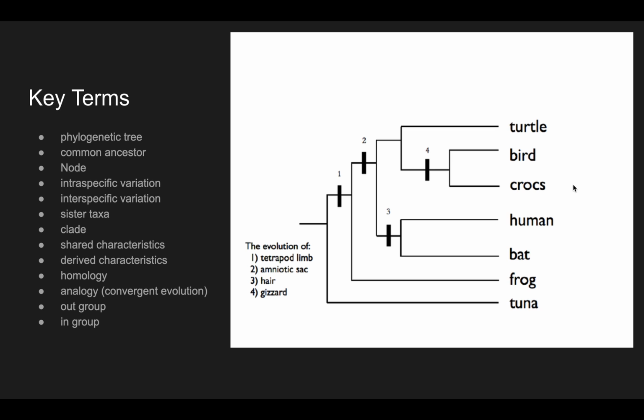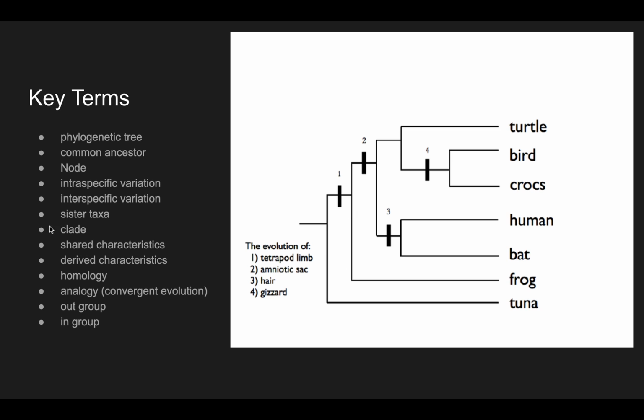Could you say the turtle, bird, crocs taxa is a sister taxa to the tuna? You probably can't, because it's too far off. The sister taxa would be humans and bats. So in this phylogenetic tree, you're looking for something directly sharing a common ancestor. So turtle, bird, crocs would be sister taxa to human and bat. And then if you wanted to find a sister taxa to tuna, then you're looking at the node right here, and you're looking at all of this. So frogs, bats, humans, crocs, birds, and turtles. If you have any questions, let me know.